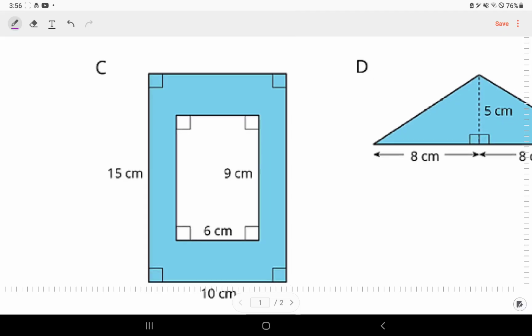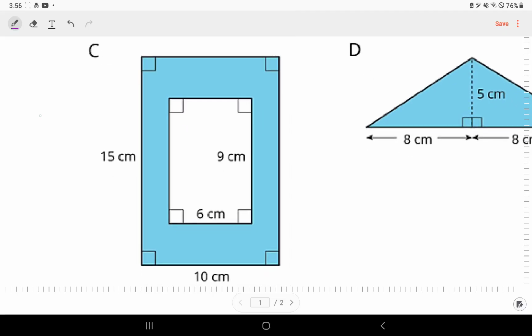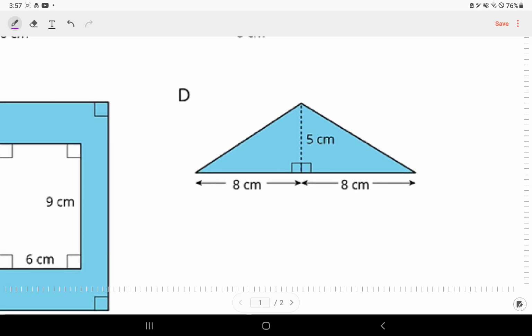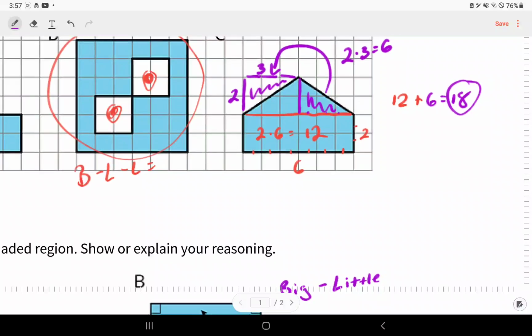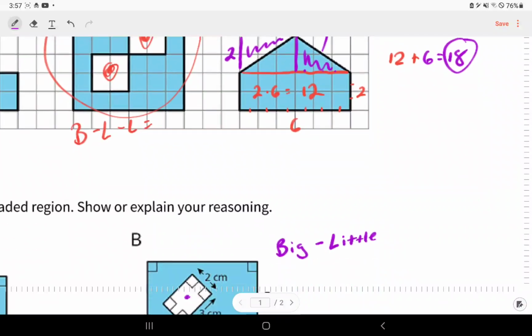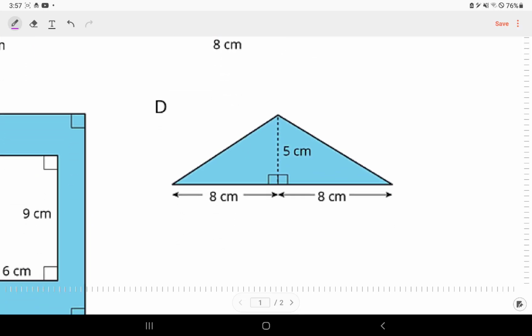And C is pretty much the same thing. Big minus little. So find the area of the big thing, find the area of the little thing, and subtract. Now D is like what we did up here. Okay.